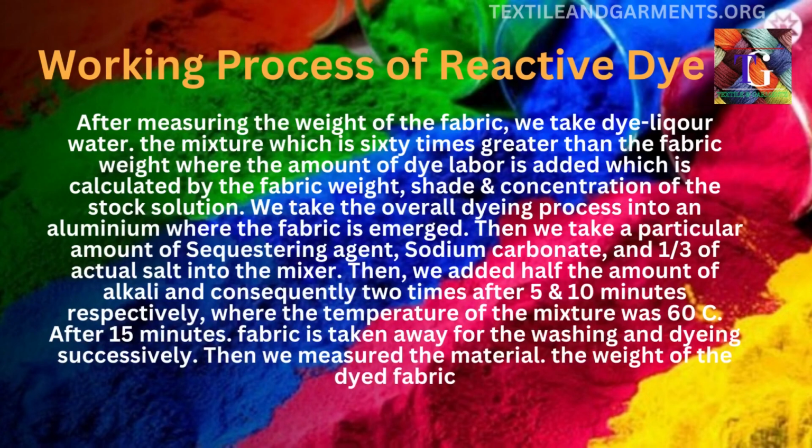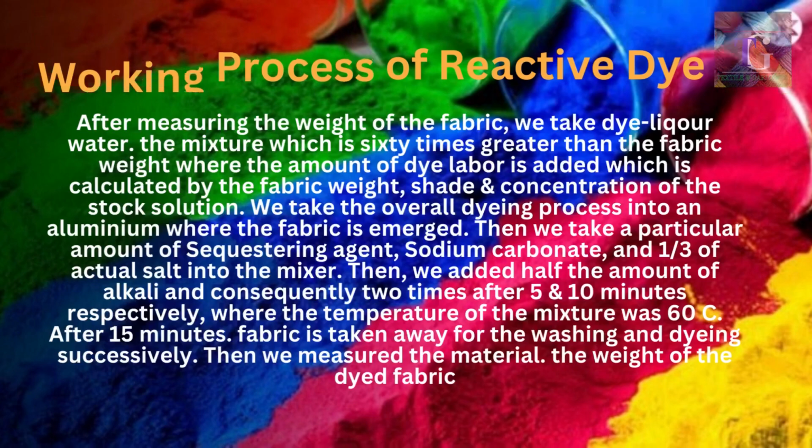We carry out the overall dyeing process in an aluminium vessel where the fabric is immersed. Then we add a particular amount of sequestering agent, sodium carbonate, and 1/3 of the actual salt into the mixer. Then we add half the amount of alkali, and the rest twice after 5 and 10 minutes respectively, where the temperature of the mixture was 60 C. After 15 minutes, the fabric is taken out for washing and dyeing successively. Then we measured the weight of the dyed fabric.